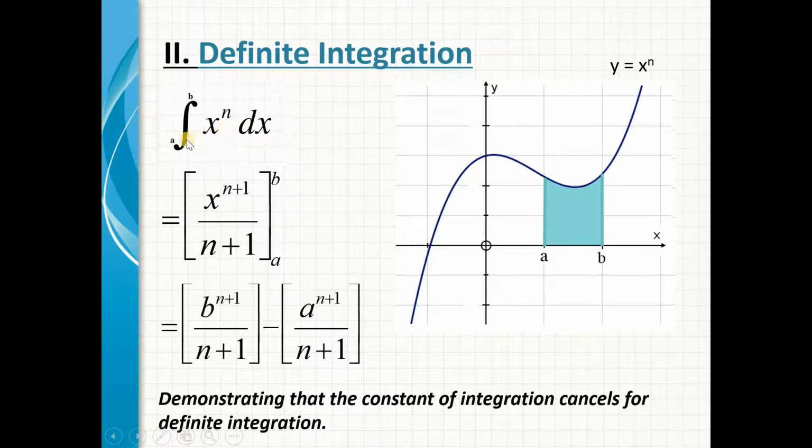Let's read again. Integrate from A to B, x up to power n with respect to x. Again, how to read that formula. Integrate from A to B, x up to power n with respect to x. First step, find the integration. Add 1 to the power, divide by the new power, and from A to B.